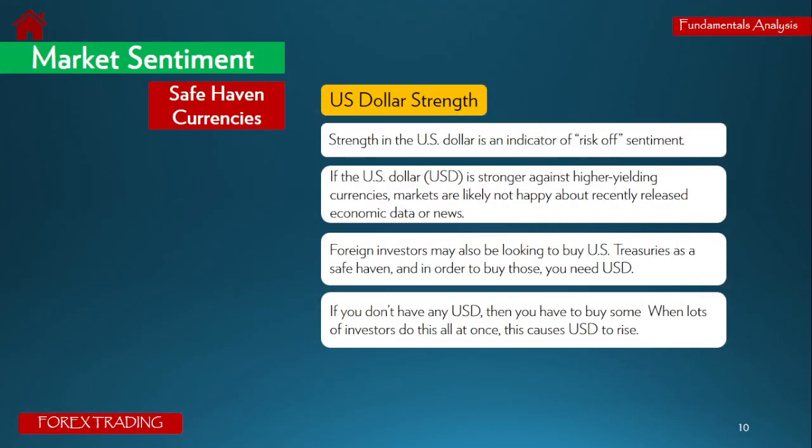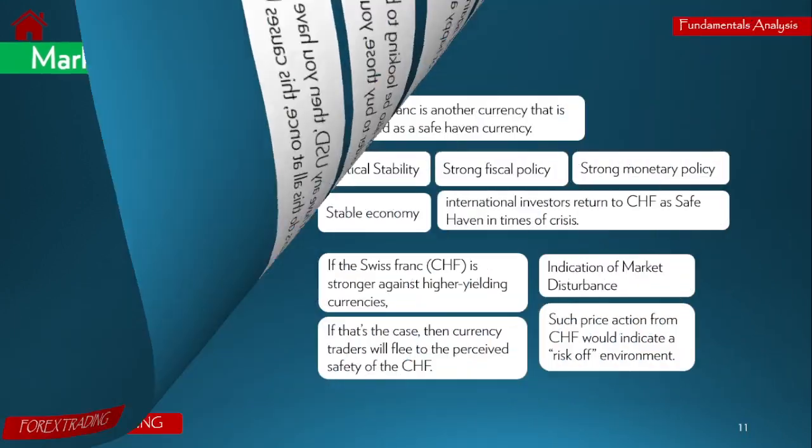So let's talk about safe haven currencies and their strength. For example, US dollar strength, what does it mean? Strength in the US dollar is an indicator of risk off sentiment. If the US dollar is stronger against high yielding currencies, markets are likely not happy about recently released economic data or news. Foreign investors may also be looking to buy US treasuries as a safe haven, and in order to buy those, you need US dollars. And if you don't have any US dollars, then you have to buy some. When lots of investors do this all at once, this causes the US dollar to rise and gain strength.